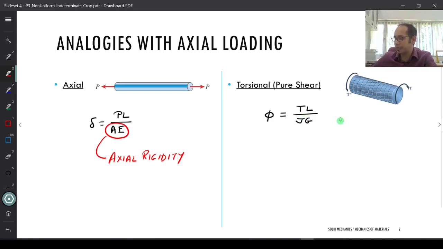Similarly, if you come to the right hand side, take a look at the denominator, JG. The higher the value of JG, the lesser will be your angle of twist, because it's inversely proportional to phi. Also, a higher JG means you are making the structure, the circular shaft in this particular case, torsionally more rigid to resist the angle of twist. So what is JG going to be called? You're right. If AE is axial rigidity, JG is torsional rigidity. You see so many similarities.